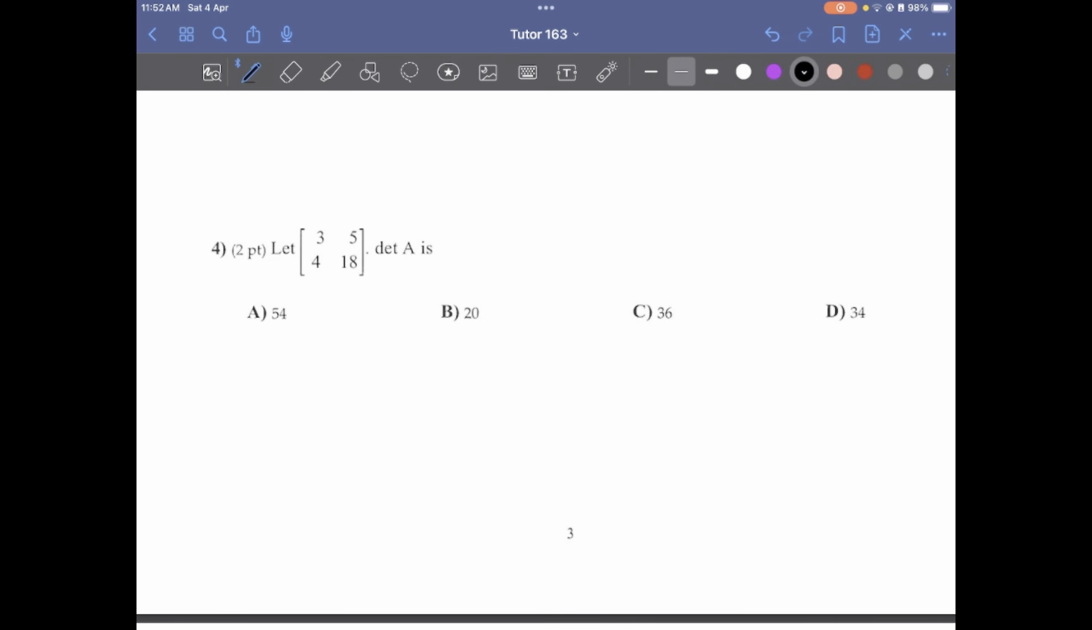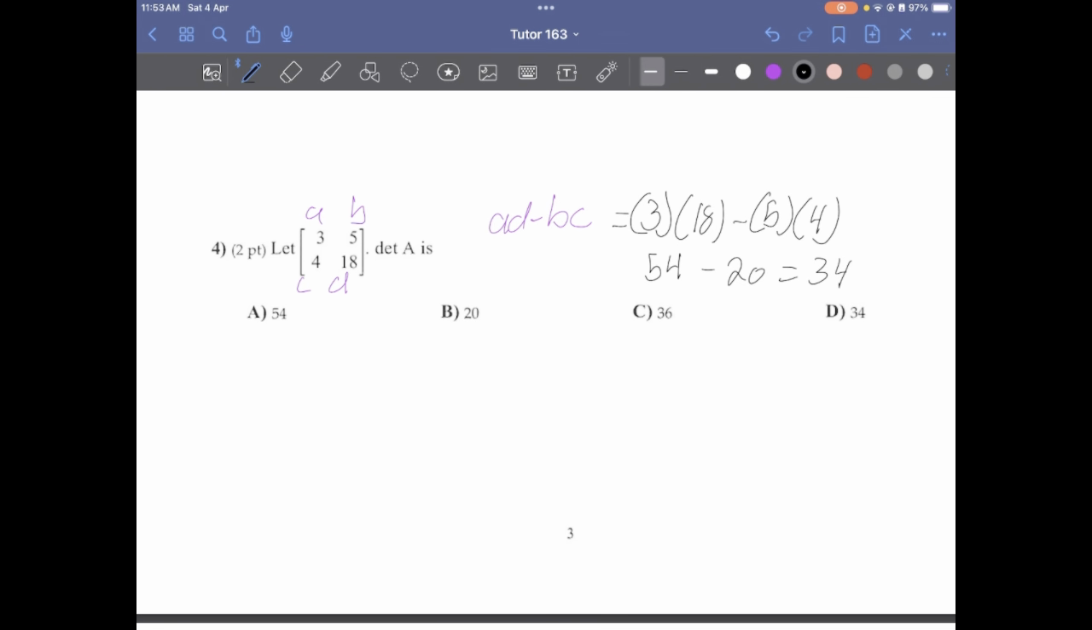Okay. Let's find the determinant of A. The formula for determinant is AD minus BC. Remember, this is A, B, C, and D. So this would be equal to 3 times 18 minus 5 times 4. So 3 times 18 is 54. So that's 54 minus 20, which is equal to 34. Okay, that's your answer.